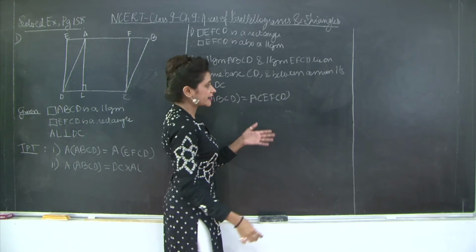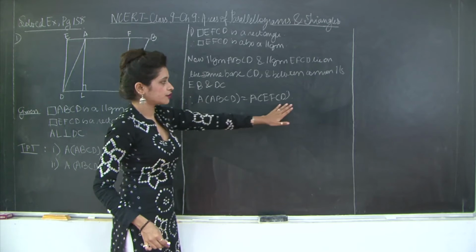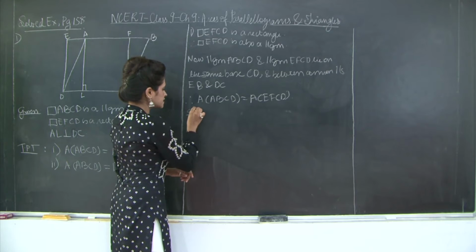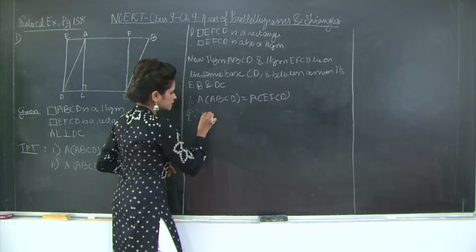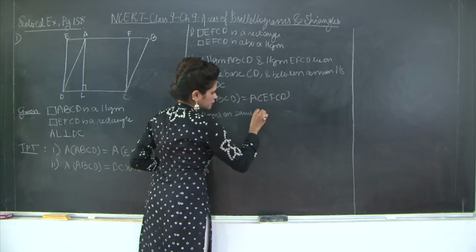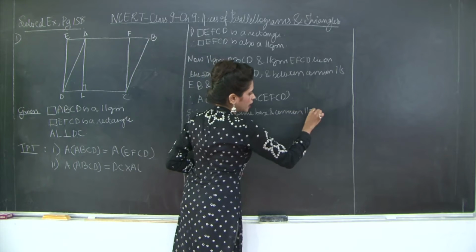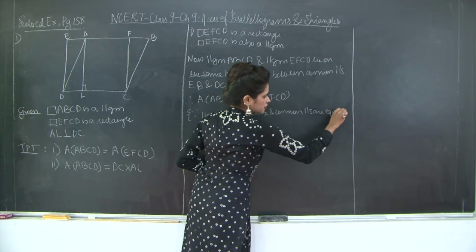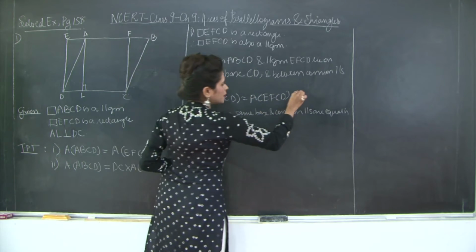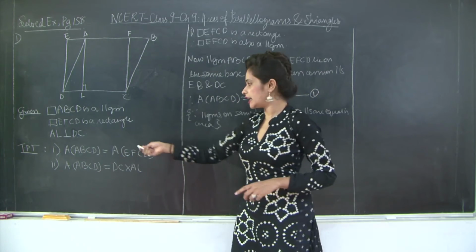You can say in brackets theorem 9.1, but you may forget that theorem 9.1 stands for this or that. So just simply write your reason: since parallelograms on same base and common parallels are equal in area. Let's mark this as 1 because we have another section to prove, so we may need help of this.